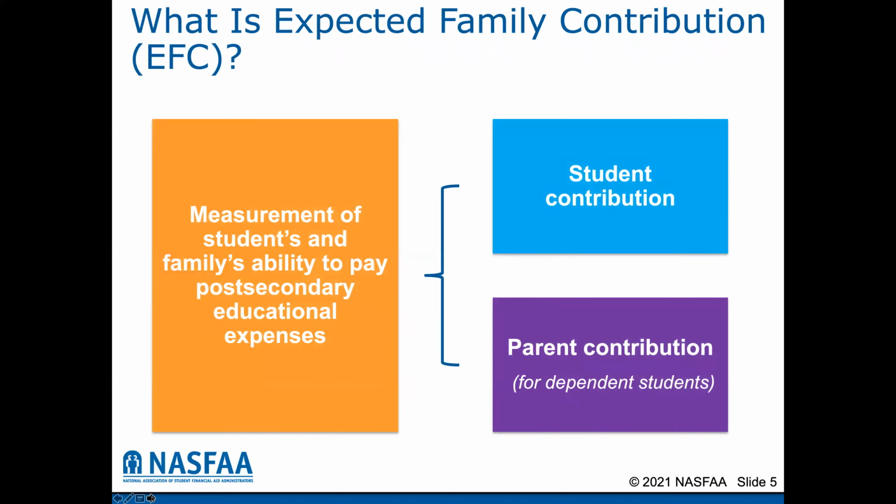The expected family contribution, what does that mean? How do we know what's expected of you as the family? Well, this is a federal methodology, a calculation that is a measurement of the students' and families' ability to pay for post-secondary education expenses. It's made up of two components: the student contribution, so the income and assets from the student, and also the parent contribution, income and assets for the parent. Combine those two things, and that makes up a total expected family contribution.